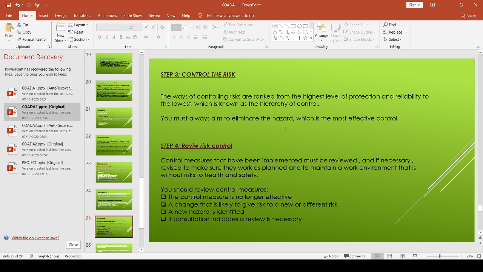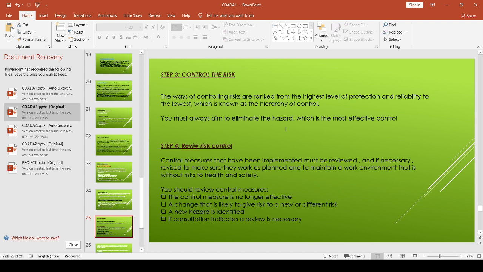Control the risk. This is the third step. The ways of controlling risk are ranked from the highest level of protection and reliability to the lowest, which is known as the hierarchy of control. You must always aim to eliminate the hazards, which is the most effective control. The fourth step is to review the risk control.